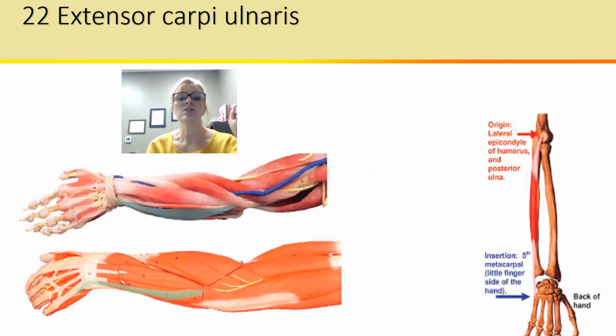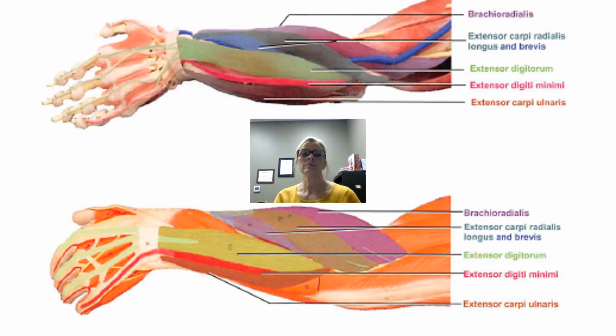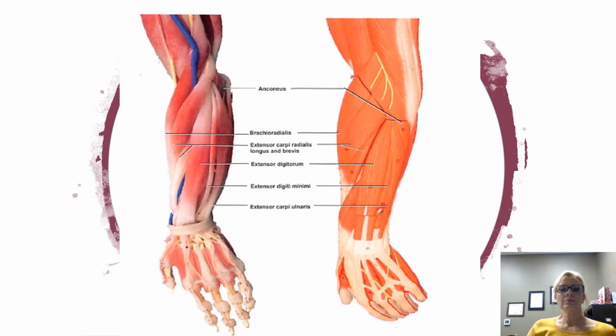Now we have the extensor carpi ulnaris. This is going to be the wrist stretcher of the ulna. It's going to extend the wrist and adduct the hand. It's located on the ulnar or little finger side of the posterior forearm. And you're going to follow the tendon to the attachment on the metacarpal on the ulnar side of the hand. And so this is the superficial forearm extensors here, kind of the overview slide. All right, just another good overview here.